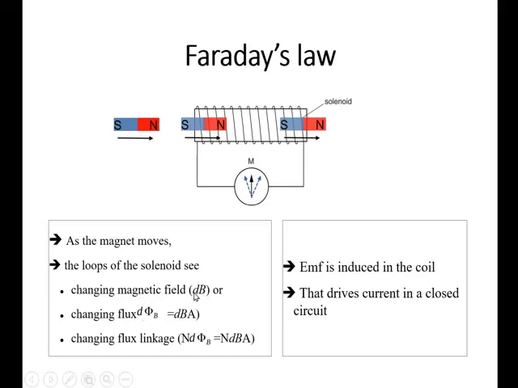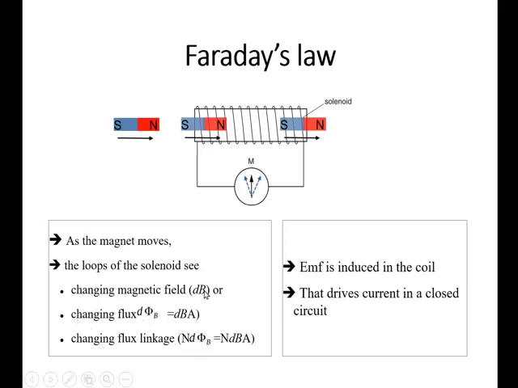Indeed, a changing magnetic field can also result in a changing magnetic flux. The changing magnetic field multiplied by the area of the coils will give us a changing magnetic flux. If we multiply the changing magnetic flux by the number of coils, we get what we call magnetic flux linkage. The linkage comes in because of this N, the number of coils multiplying the flux.